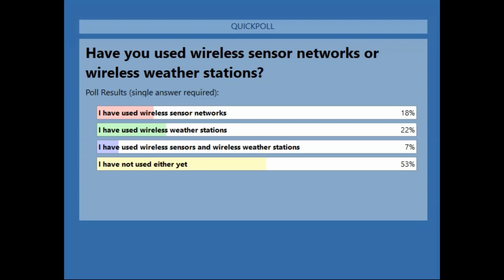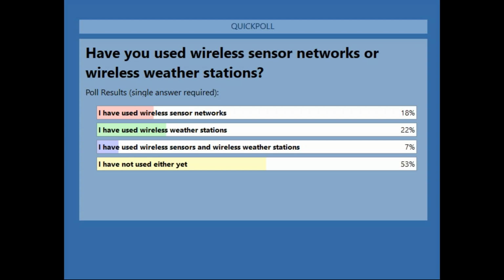Here are the results. And the winner is, most of you haven't used wireless sensor networks or weather stations yet. So you're at the right place. This webinar is for you. So glad to have you here, and hopefully we can help make it easier for you to get into the wireless monitoring area. So good, thanks.